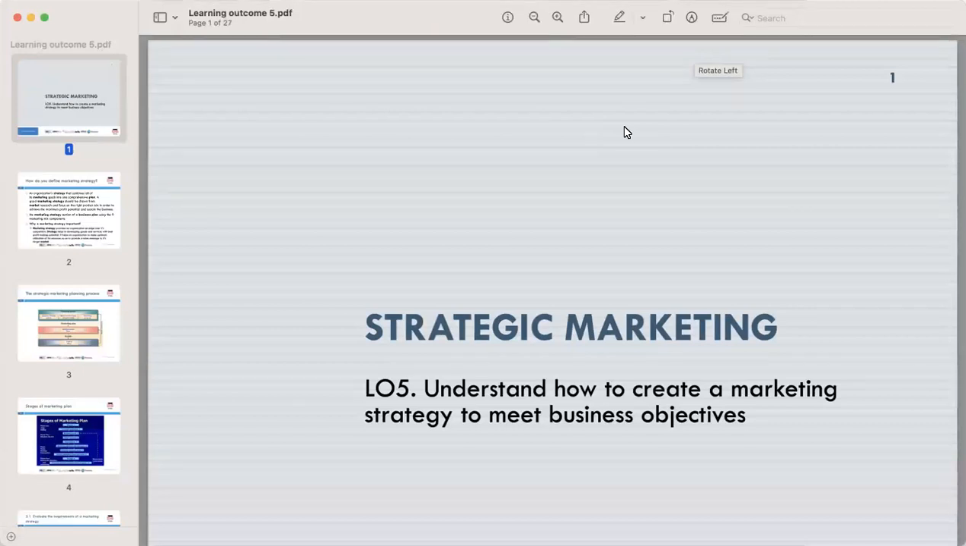In our today's lecture on strategic marketing, in this session we will focus on learning outcome 5, which is to understand how to create a marketing strategy to meet business objectives. Developing a strategic marketing plan is important for achieving business objectives and ensuring long-term success.